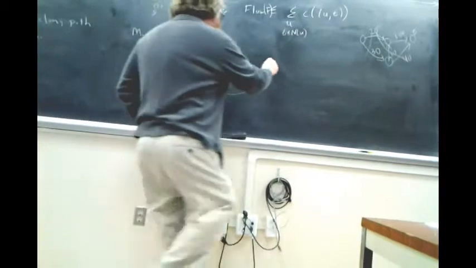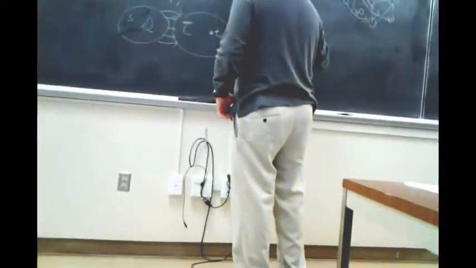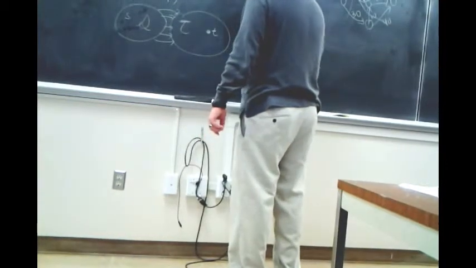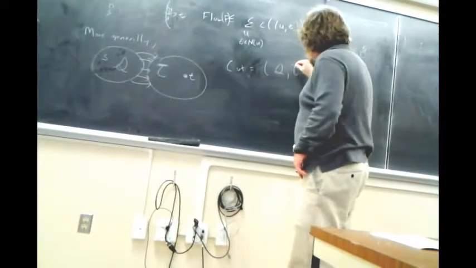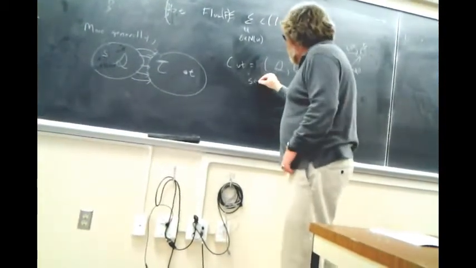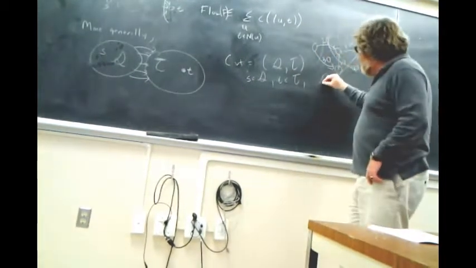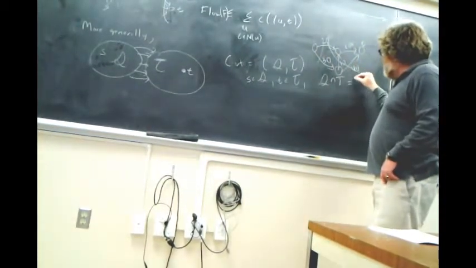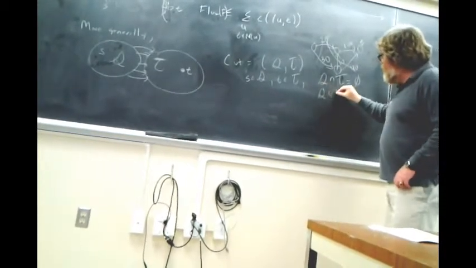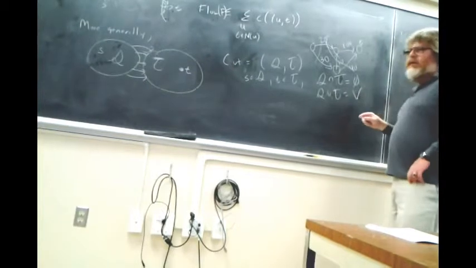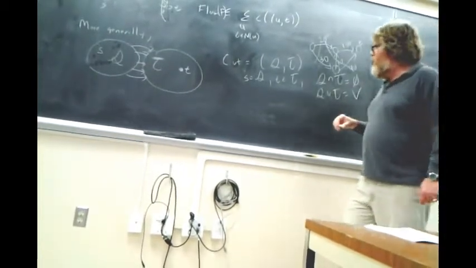So this kind of partition is called a cut in the graph. A cut is two sets, S and T. Little s is in script S, little t is in script T. S intersect T is empty, but their union is the set of all vertices.